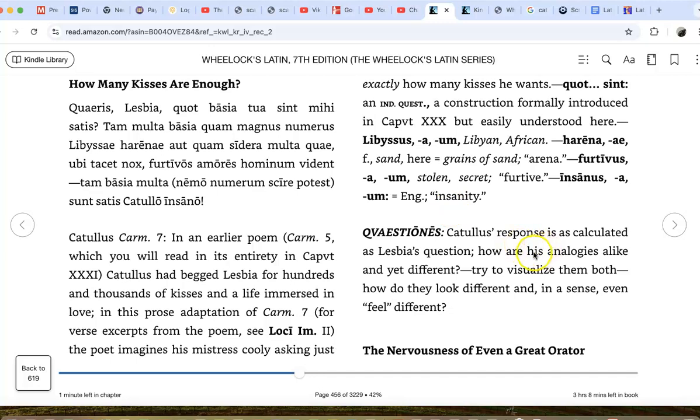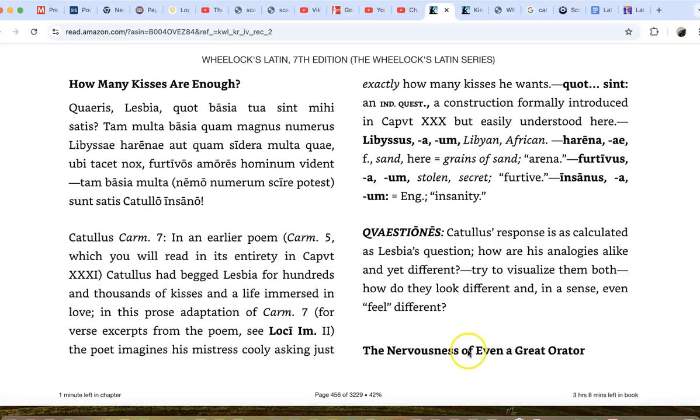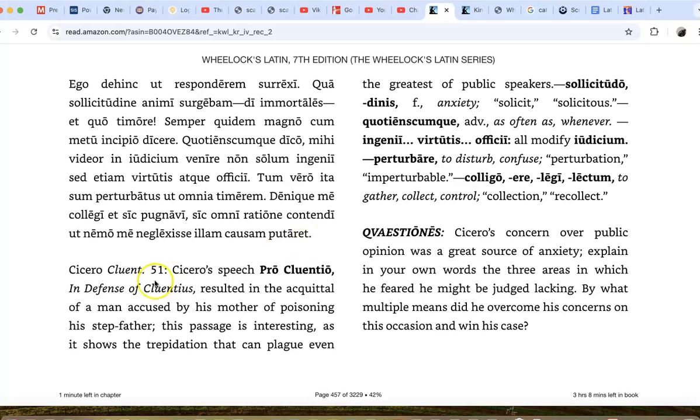All right, we're going to move on to the next reading, namely the nervousness of even a great orator. And this is based on Cicero. Cicero, of course, was perhaps Rome's greatest statesman, and as we see here, even he got nervous. Public speaking isn't natural for everyone. But here we read that even the greatest and most accomplished public speakers are nervous.